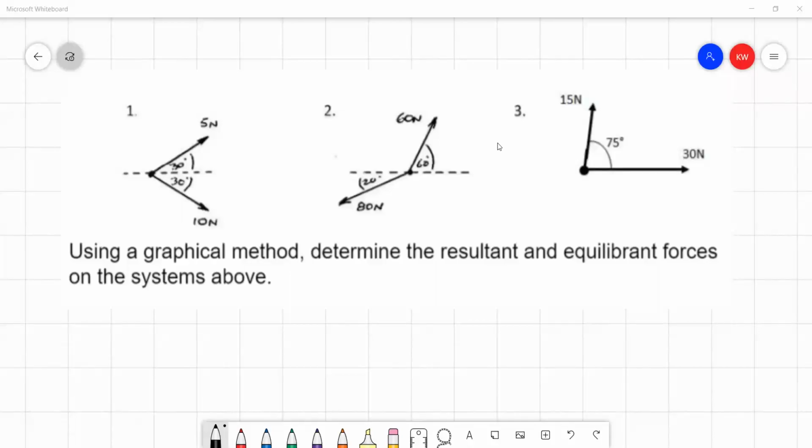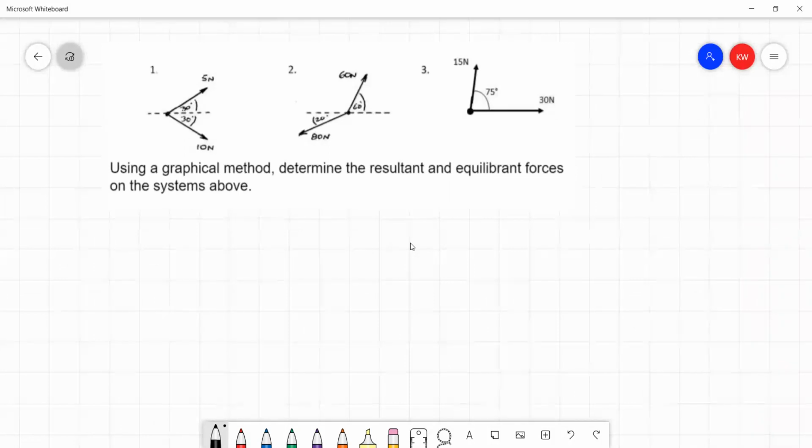This is the first of 3 videos in which we're going to look at solutions to the tutorial problems in the vectors notes for mechanisms and structures. In each of these 3 problems, we're asked to find the resultant equilibrium forces for the systems of vectors that have been shown in the diagram. So in this video, we're going to begin by looking at question 1.